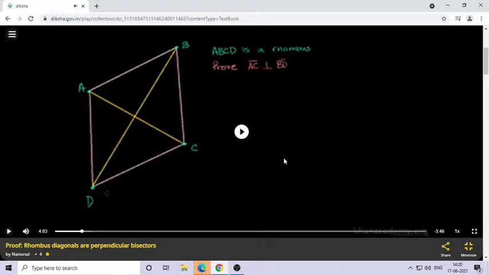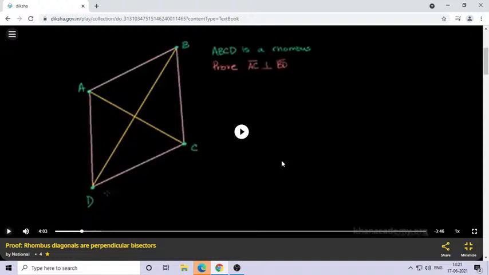I am not done in the class. Okay, so I told you to do it as homework. So let's discuss this proof. So in a rhombus, the diagonals are perpendicular bisectors of each other. Okay, so this was the question.